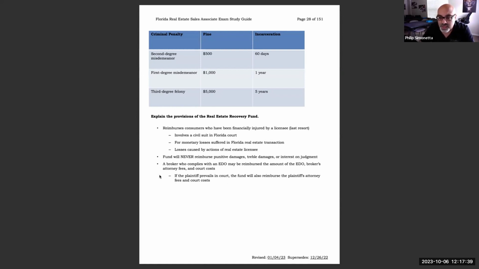A broker who complies with an EDO may be reimbursed the amount of the EDO, the broker's attorney's fees, and costs. Remember, if they follow the EDO, and then the people sue them, and if they lose, they'll reimburse, and you don't have to pay that back, right? If the plaintiff prevails in court, the fund will reimburse the plaintiff's attorney's fees and court costs as well. That's clear? You're good on that? Clear on that. Okay.